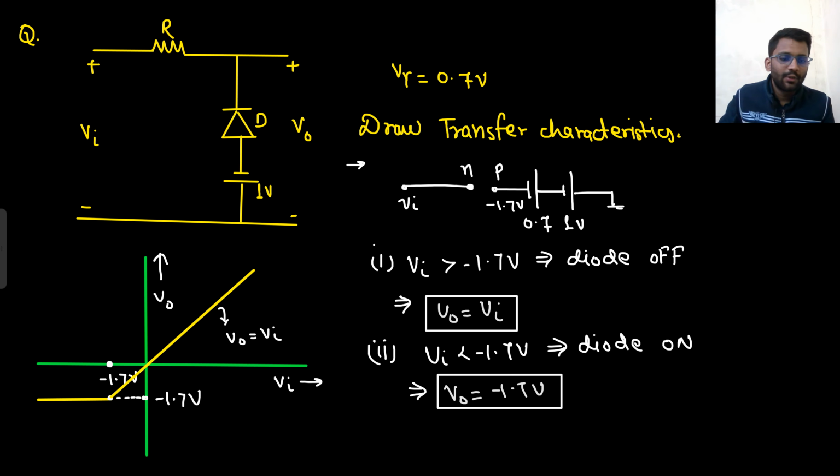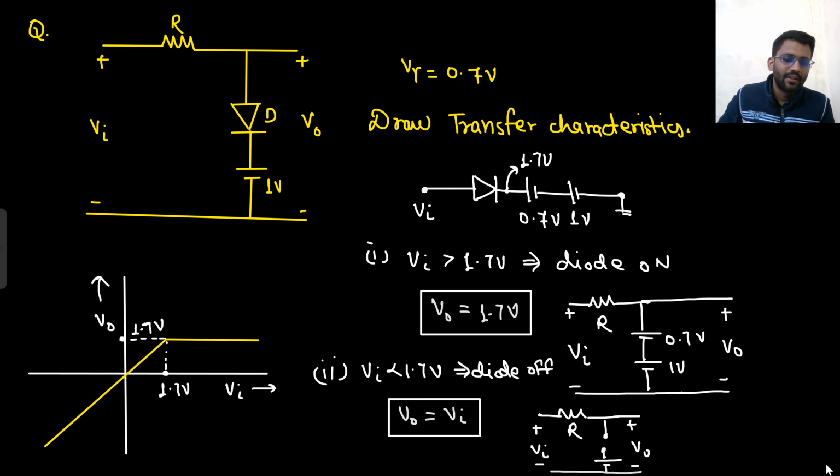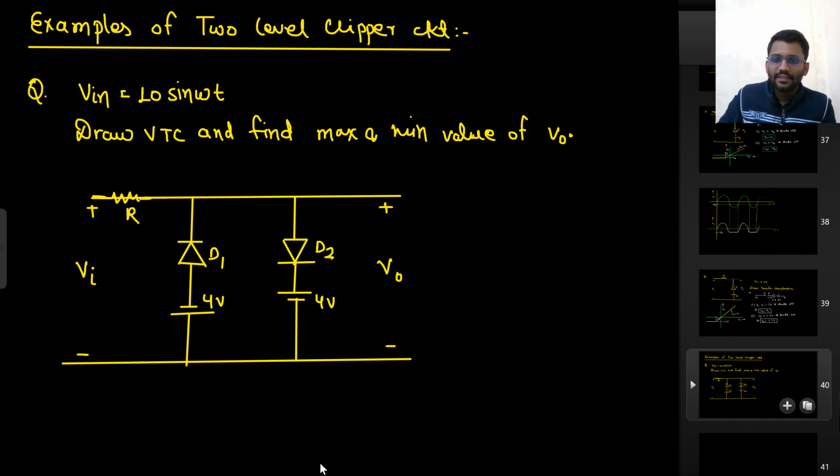Now I will talk about the two stage clipper circuit. So what is the difference between single stage and two stage? See the transfer characteristics. Here what do you see? Only one transition point is there, right? In all the transfer characteristics you could see only one transition point, but in the double stage you will see two transition points. Okay, so let's see the example.